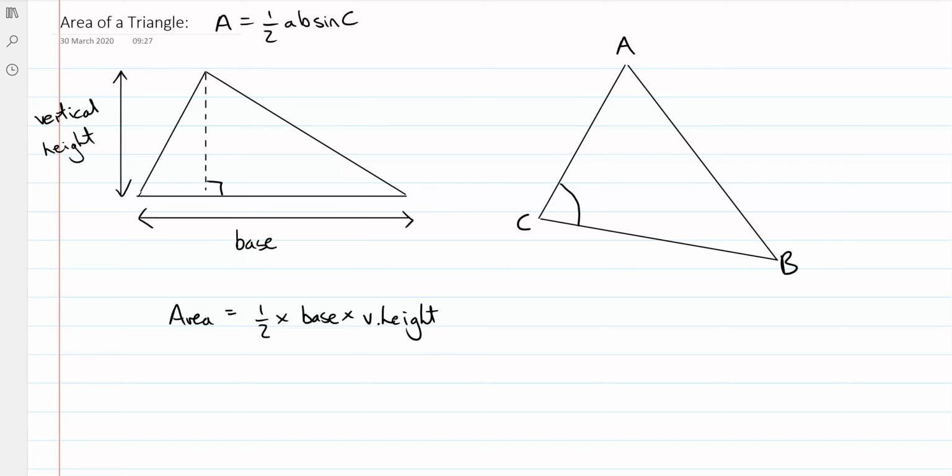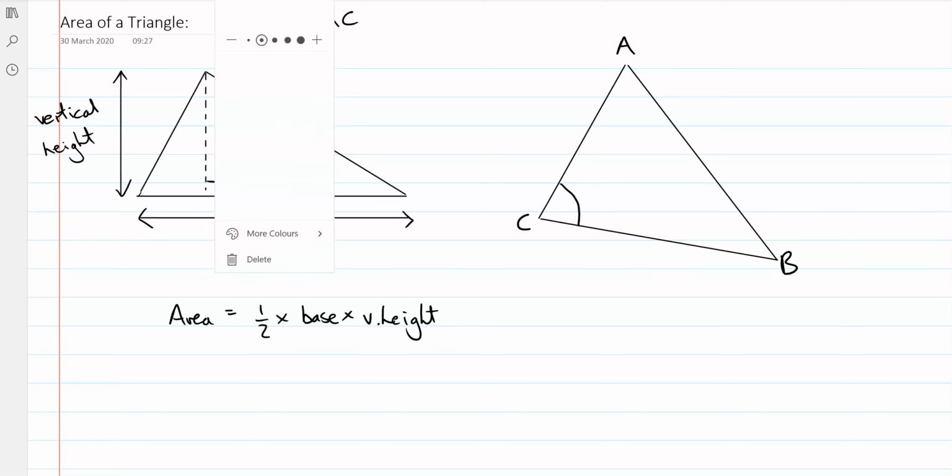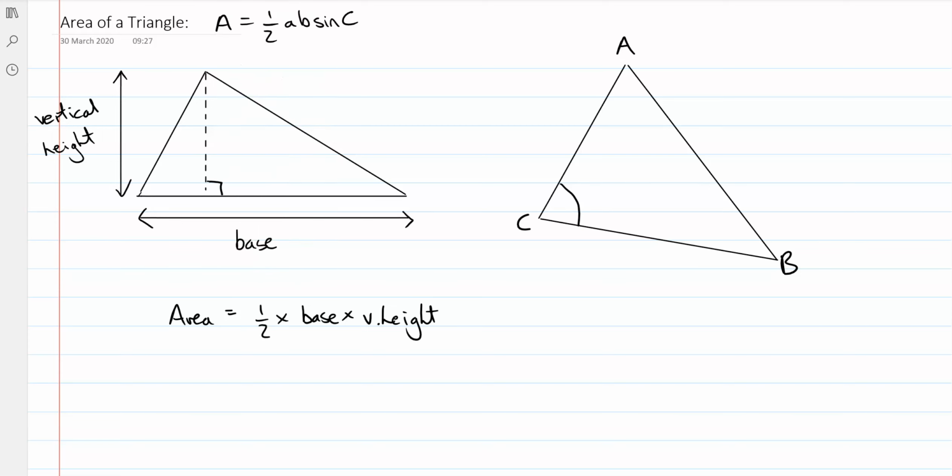To find the area of this triangle, if we label it in exactly the same way as usual, opposite our angle capital A we have little a, opposite big B we have little b, and opposite big C we have little c. Then the area of a triangle is also given by a half a b sine C. So a half times a times b times sine C.